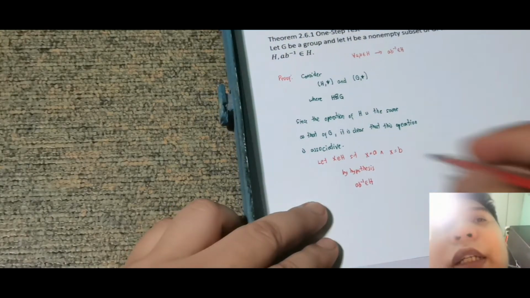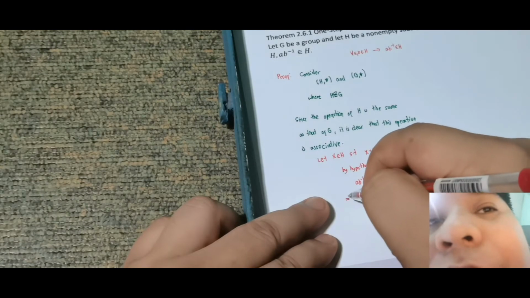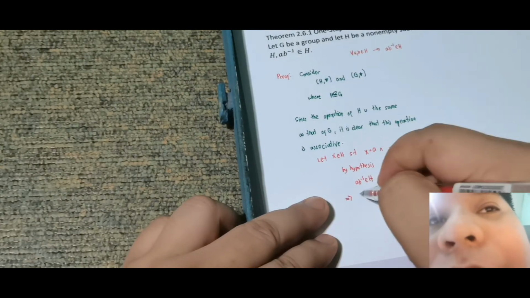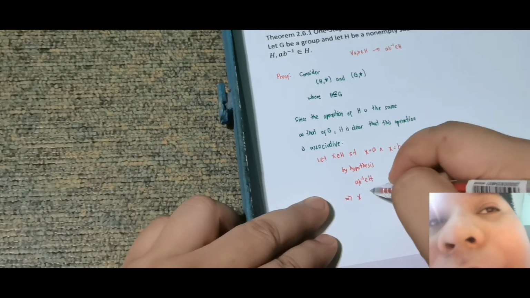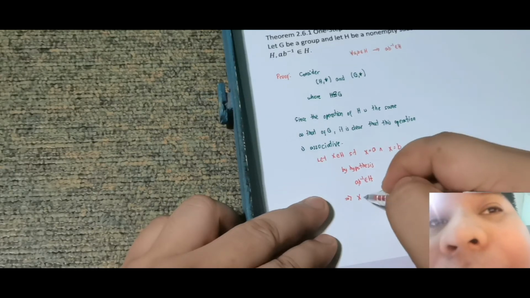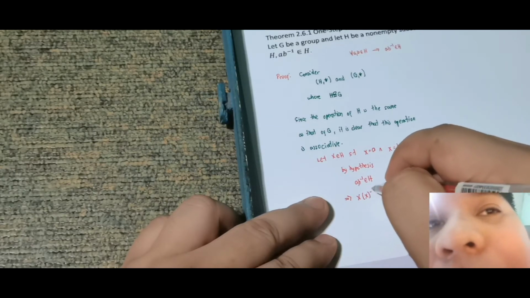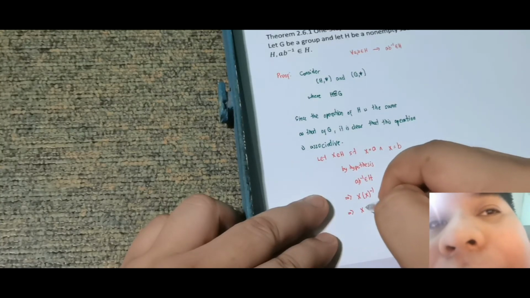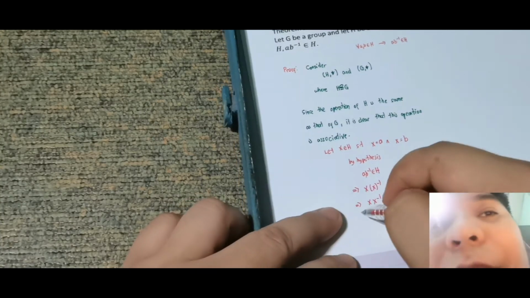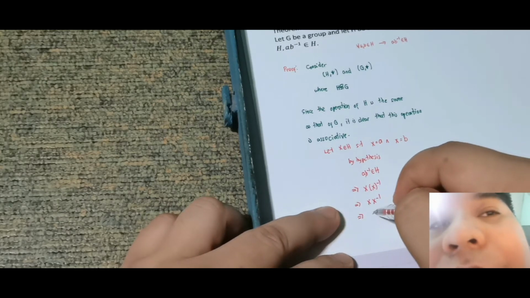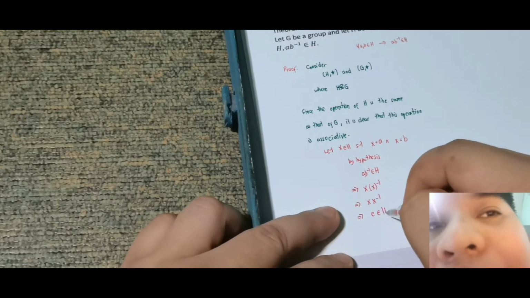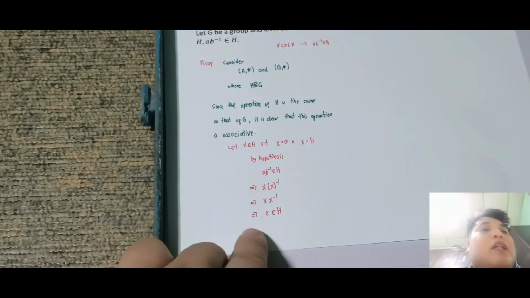Note that this implies, where I replace a with x and b with x, that this is x x inverse, which implies by definition of identity, this is e, which is an element of H. So therefore, e is an element of H.